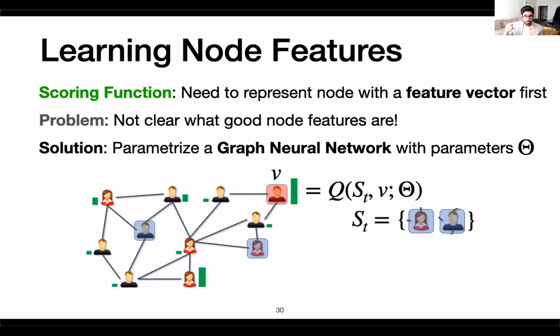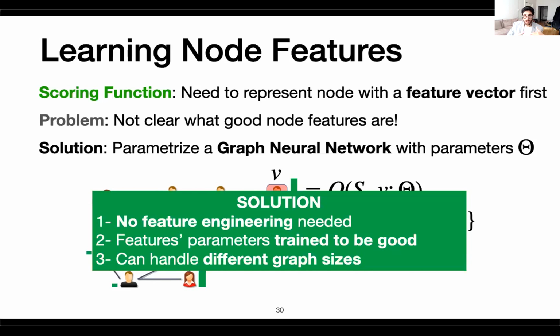And what that graph neural network is going to do is learn to represent a vector for each node such that the vector maps to good scores, or good estimates of the goodness of the node. So these green bars. I won't go into details of how graph neural networks work, but the key idea is essentially to do representation learning rather than to pre-engineer a feature representation for your graph. This way, we don't need to do feature engineering. The features are parameterized and trained to be good via reinforcement learning.